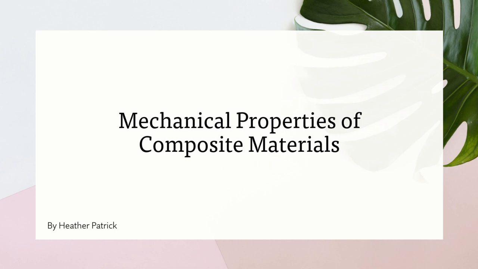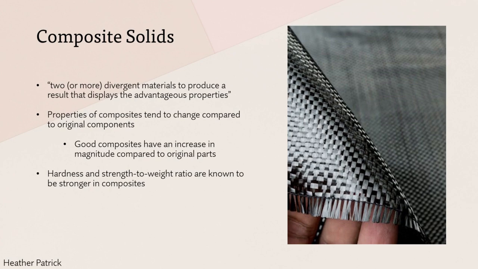Today I'm going to be presenting my material science project on the mechanical properties of composite solids. So to start off, composite solids, pretty self-explanatory, are two or more materials being mixed together to have different properties. The whole point is to get different properties out of it. Their properties do change when they mix together, and this could be due to a numerous amount of factors, like interactions between the two, density changes, and so on.